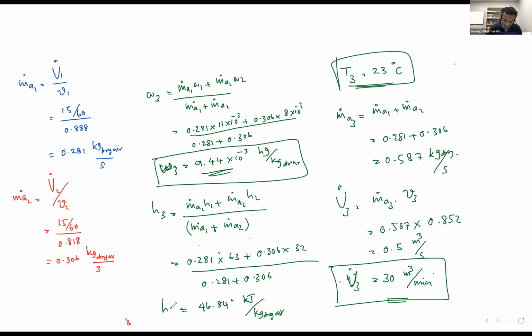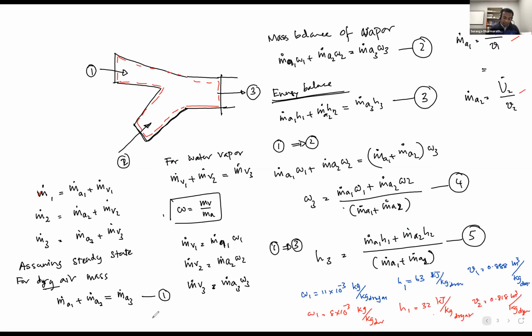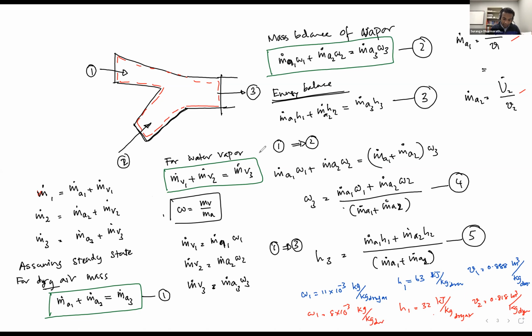So just to recap everything, what we did initially was to write the mass conservation. So we know the total mass is equal to the mass of dry air plus mass of water vapor for each state. And then we found the dry air mass balance using this equation. And also we know that omega is equal to mv divided by ma, because water vapor mass is also conserved. I can use this equation, mass balance for water vapor, right? Same equation. I just use these relationships over there.